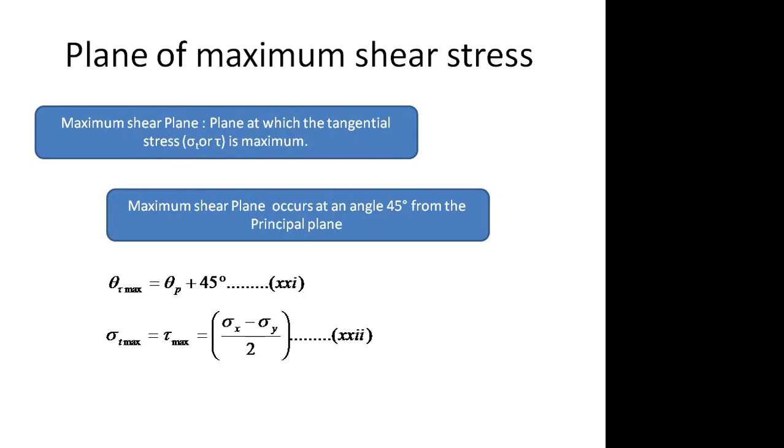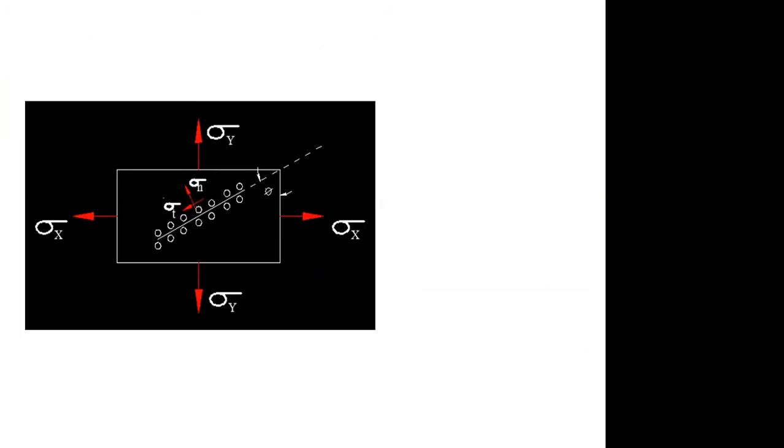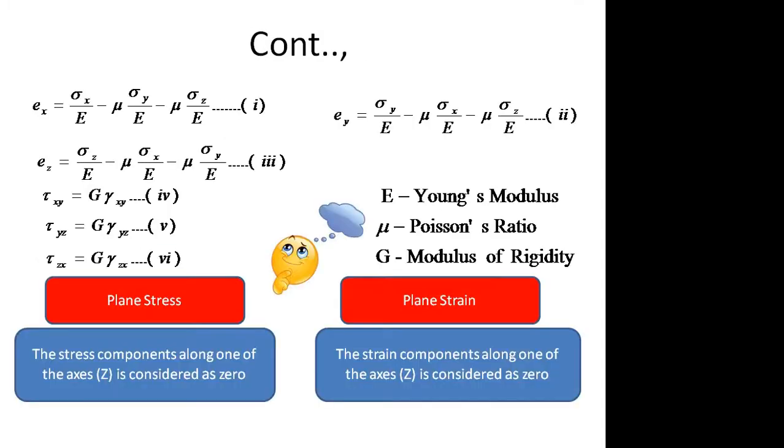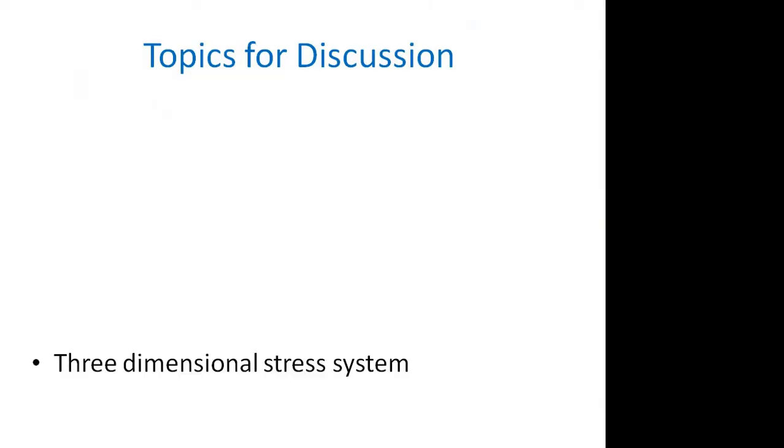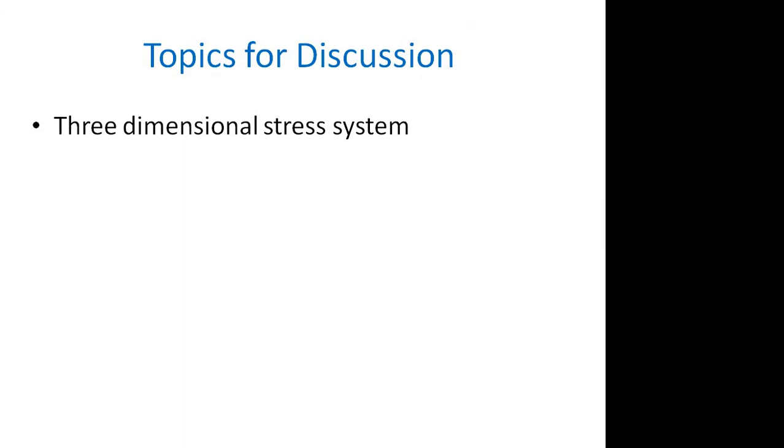With this I close this lecture. Let me sum it up. What we have seen here is the three-dimensional stress system. What we have discussed is the types of stresses acting, the normal stresses as well as the shear stresses. We have derived equations for Ex, Ey and Ez, and from that we have derived equations for sigma x, sigma y and sigma z.